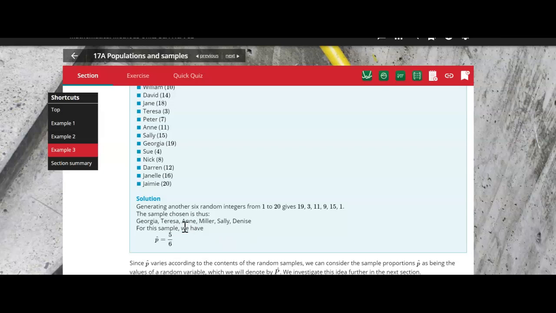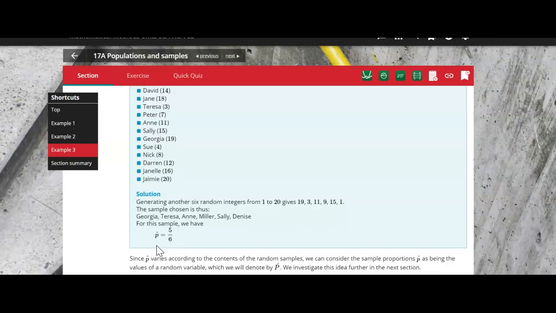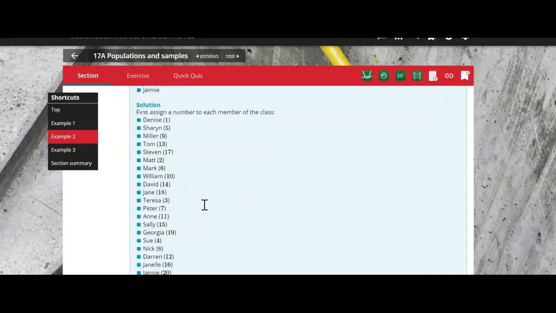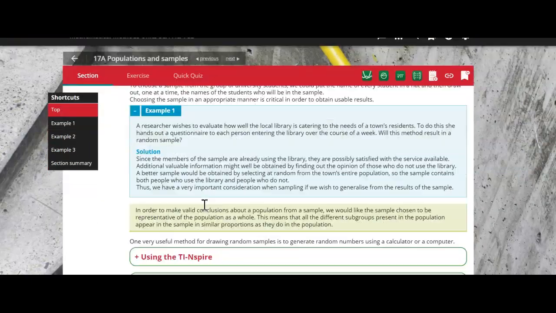Now, we're going to be assuming that Georgia, Teresa, Anne, Sally, and Denise are all females, and Miller is male. So for this sample, we have 5 females out of a sample size of 6. Okay, so what does p hat refer to again? Sorry.